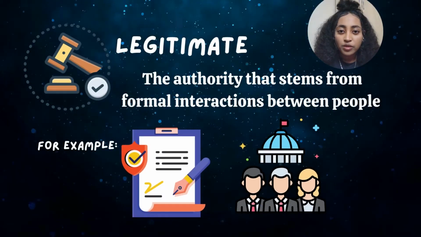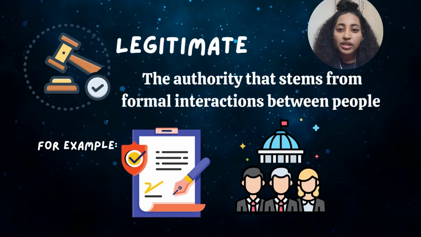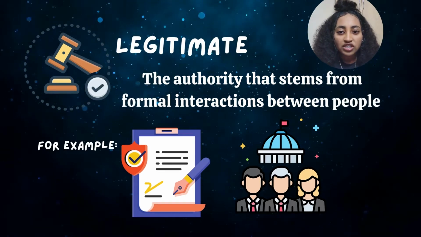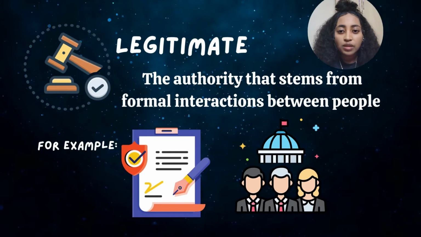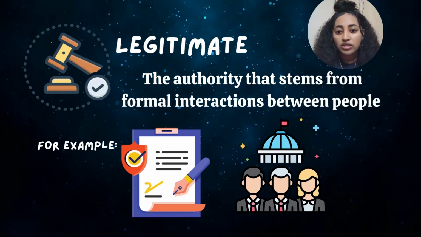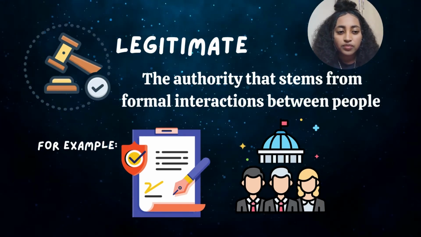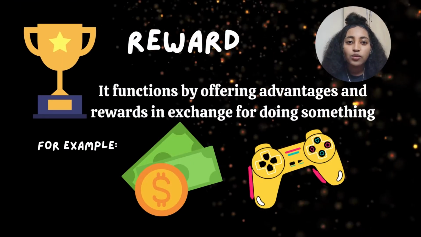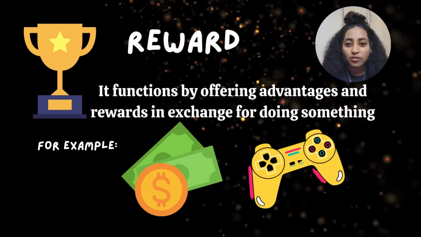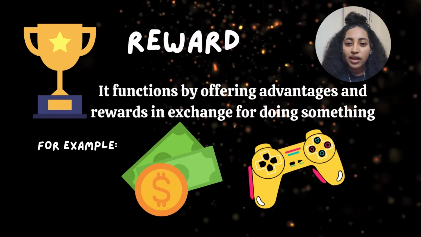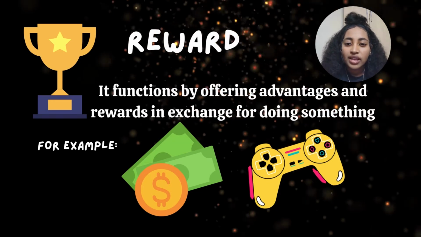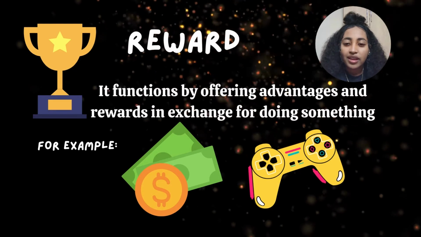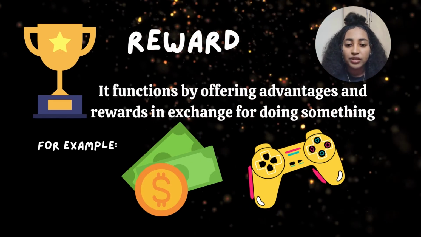There is legitimate power, which is the authority that stems from formal interactions between people. Examples of these could also be school policies or government rules. There is reward power, which is the opposite of coercive power. It functions by offering advantages and rewards in exchange for doing something. An example of this could be spending money on a game.